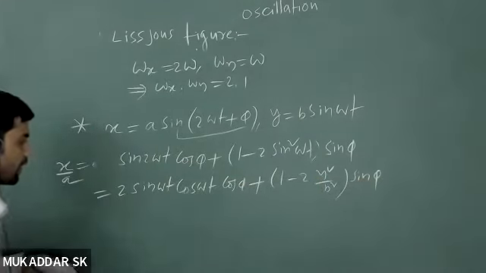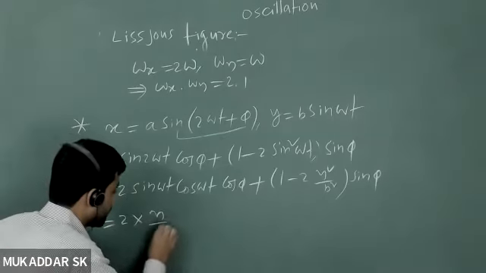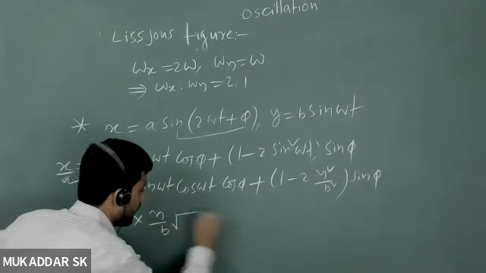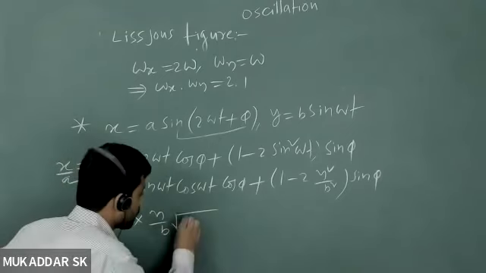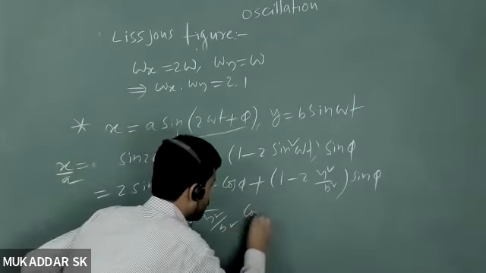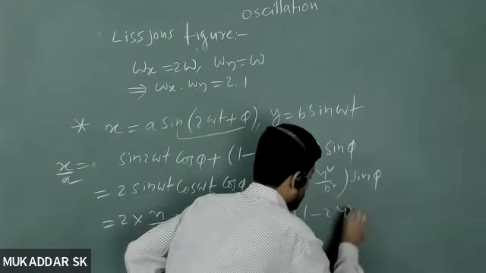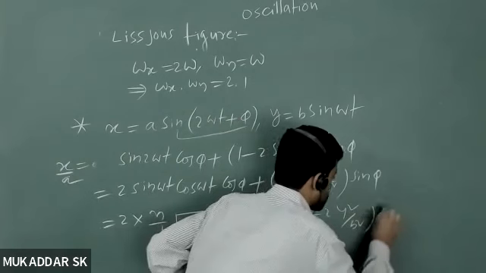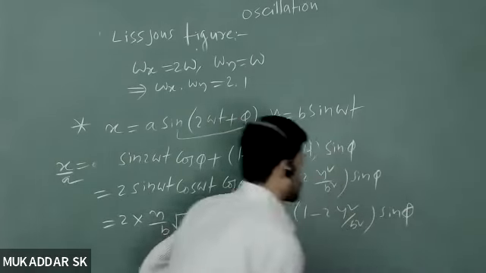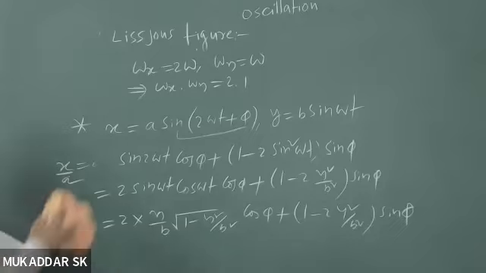Now sin omega t, here I'll use this value, so it will be twice. Again sin omega t will be y by b, and cosine omega t I can write as root over 1 minus sin square omega t, so it will be root of 1 minus y square by b square, right? Cosine of phi plus 1 minus 2 y square by b square sin of phi. Okay, is it clear? Yes. Okay.